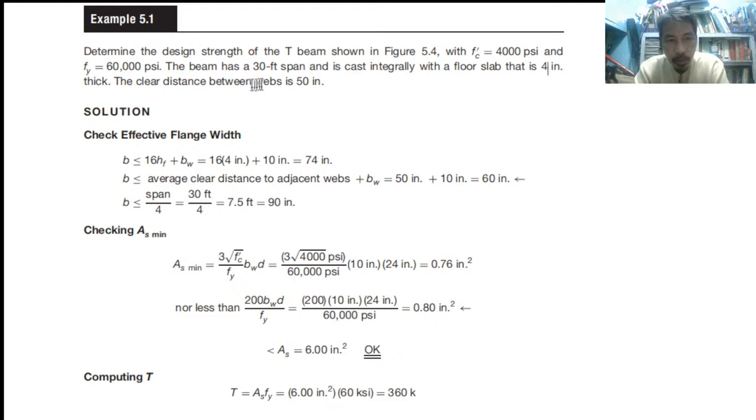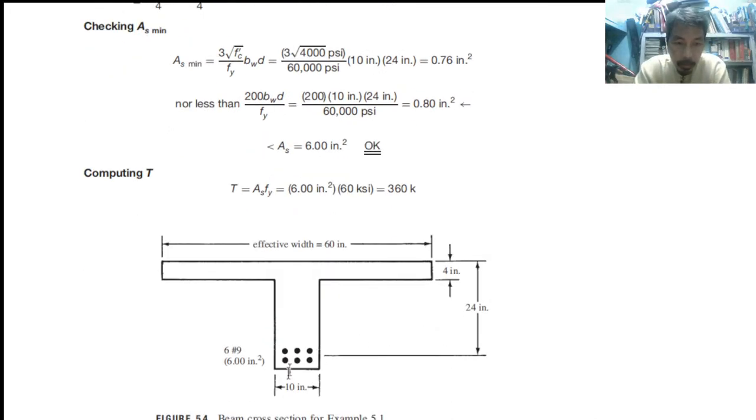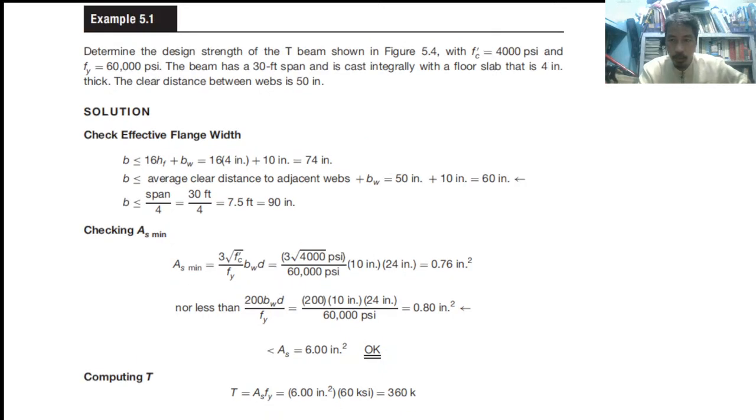Take the clear distance between the webs as 50 inches. So we have the figure. We have the width of the web, 10. We have the value of d from the extreme fiber to the centroid of the steel, which is 24 inches. We have 4 inches thickness of the flange, and we can verify the effective width. So let us therefore go to the solution.